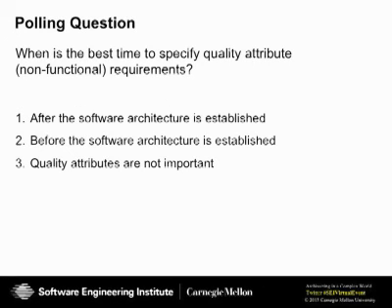Okay, polling question number one, folks. When is the best time to specify quality attribute non-functional requirements? Option 1, after the software architecture is established. Option 2, before the software architecture is established. Or 3, quality attributes are not important. And we'll give you about 15 or 20 seconds for everyone to place a vote. And then once everybody's done wrapping up a vote here, we'll share the results to see what the winner is. And we'll proceed with that now.